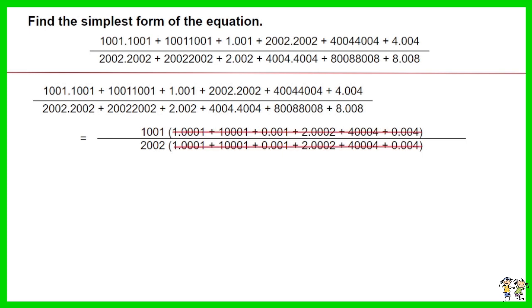The terms of 1.0001 plus 10,001 plus 0.001 plus 0.01 plus 2.0002 plus 40,004 plus 0.004 in the numerator and denominator cancel out each other. The equation is now equals 1001 over 2002. The simplest form of the equation is 1 over 2.